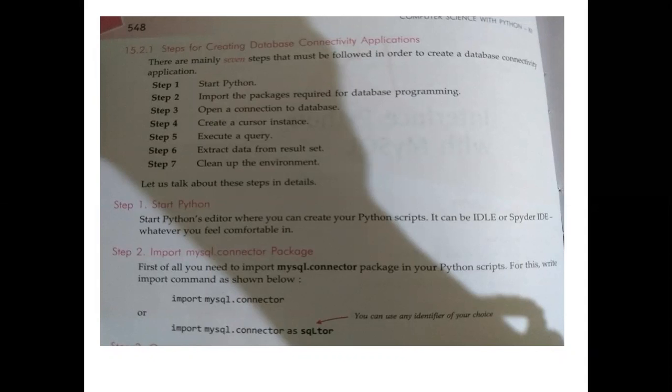So first we start Python. Start Python's editor where you can create your Python script. It can be IDLE or Spyder, whatever you feel comfortable in. Second step is import the MySQL.connector package. First of all, you need to import the MySQL.connector package in your Python script. For this, write the import command as shown below: import mysql.connector, or you can write import mysql.connector as SQL. So before you connect, you have to import this library, import mysql.connector.